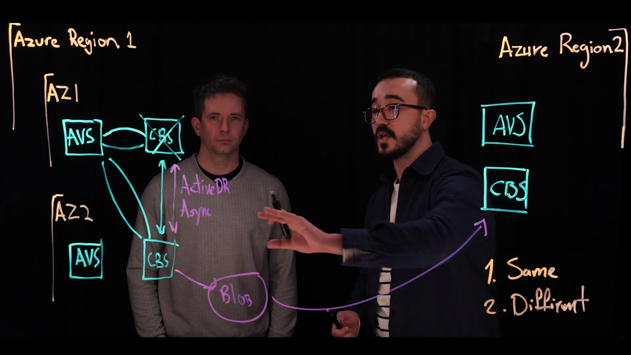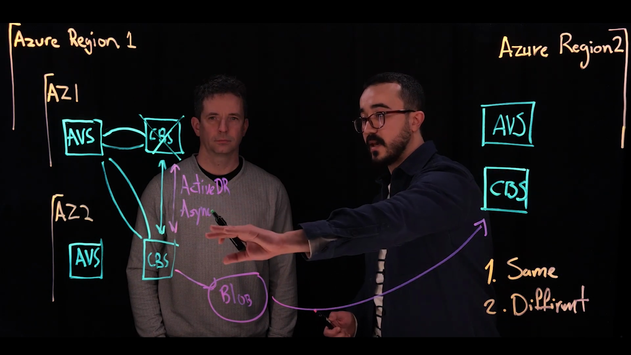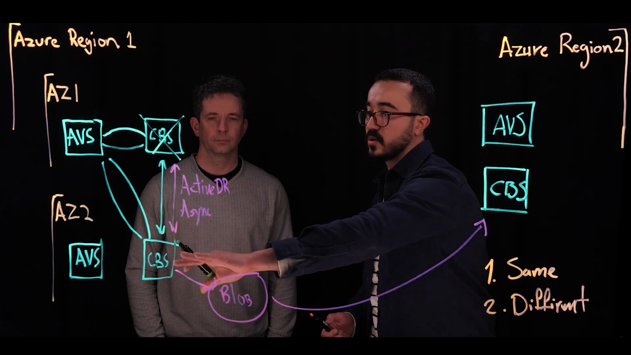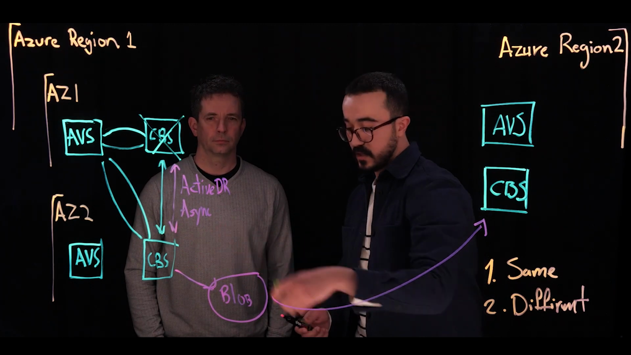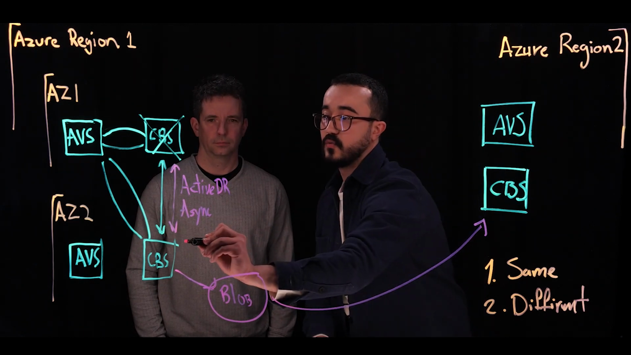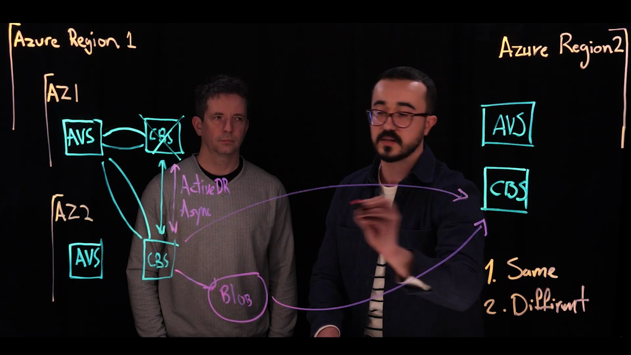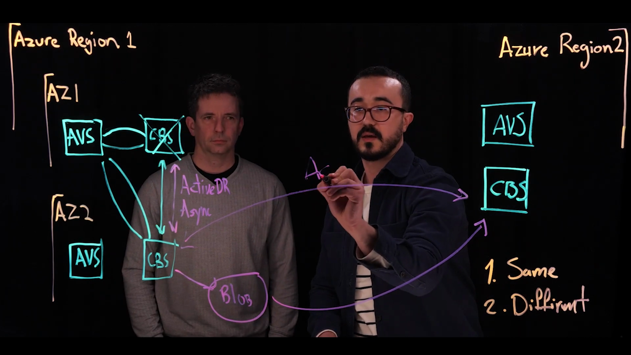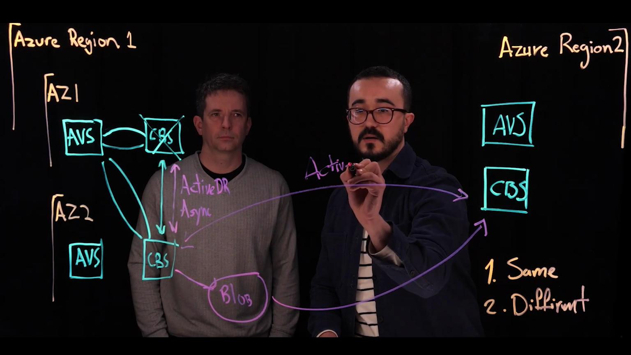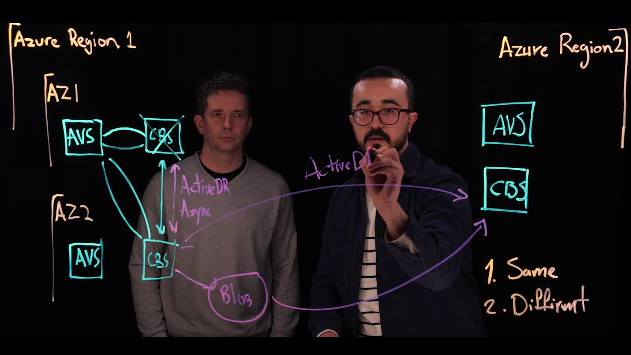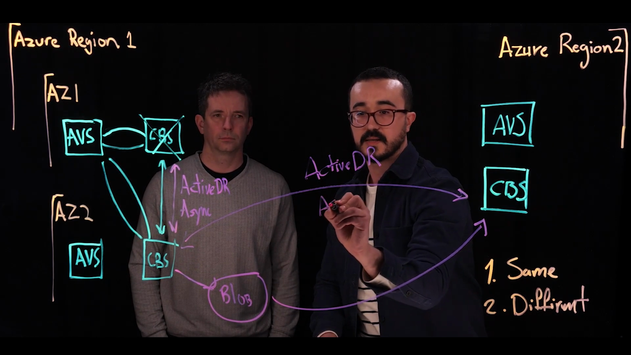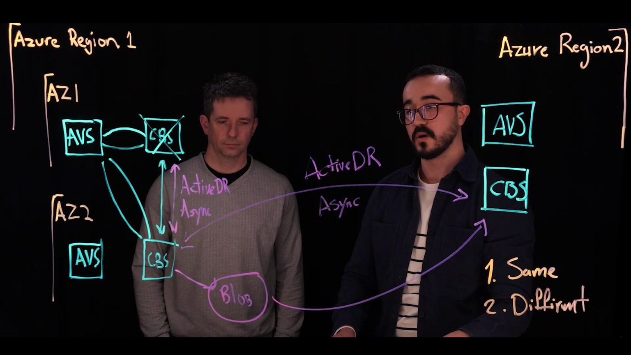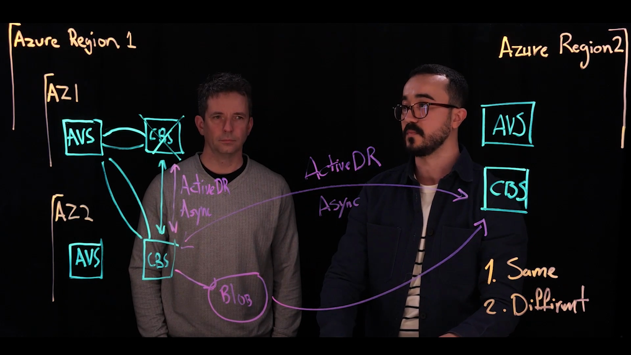So you can even use active DR or sync replication in a similar fashion to get your datastore snapshots sent all the way to the region where your CBS is running. That can be active DR or async, if you have lower SLAs that you have to meet for your business.